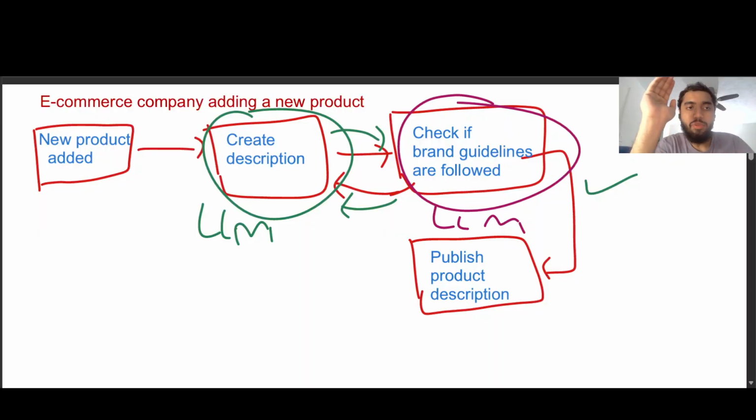So you have a clearly defined process where a new product is being added and a description is created, and then you check if the guidelines are followed, and you go back and forth here. And once that back and forth is done and the description is good, then you publish the product. And in this clearly defined workflow, we use LLMs in one or two steps. So that is another example of an AI workflow.